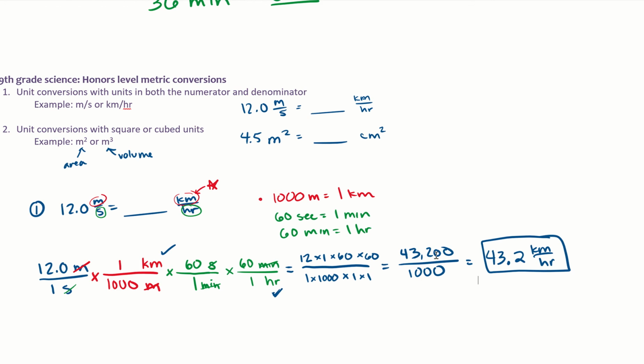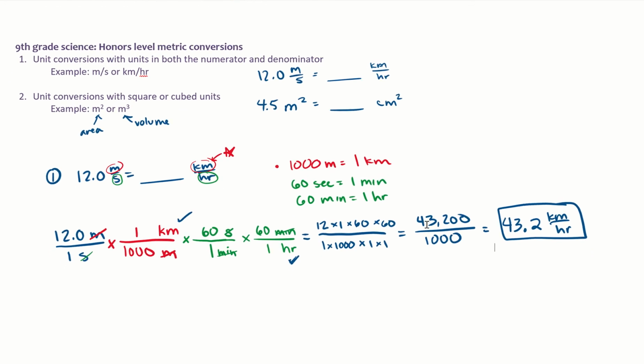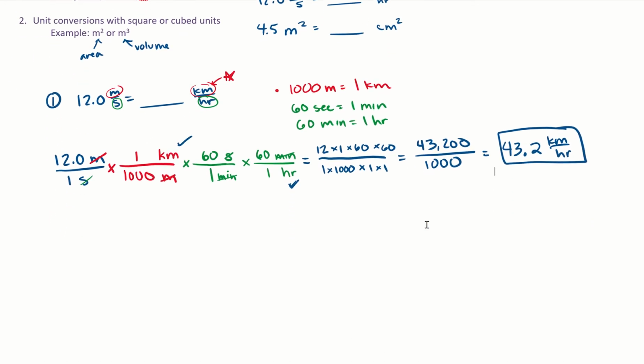Okay, the second thing I'm going to show you in this video is how to convert when you have a squared or cubed unit. So the example that I want to go through here for number 2 is, let's say you have 4.5 square meters, and for some reason you wanted to report that area in square centimeters.